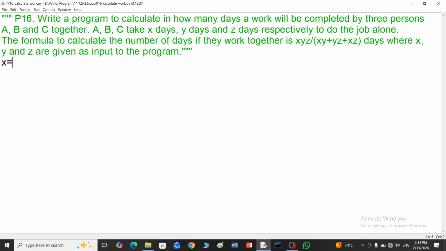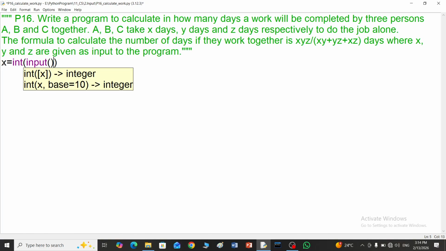Now tell me, X, Y, Z, these are the days. Can we take this as a float value? Tell me in the comment section. Can we write it? Half days also can. Okay, but half day is not mentioned here. So that is why we will take the input as integer data type. Why? Because it's a full day. 7 days, 6 days, like that.